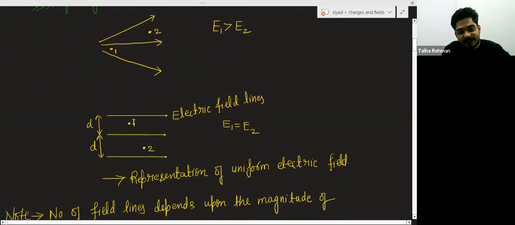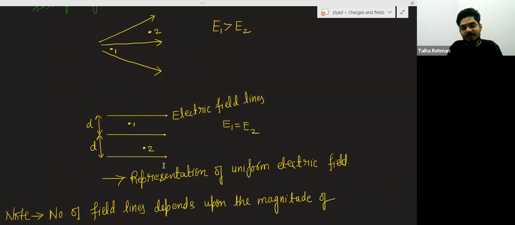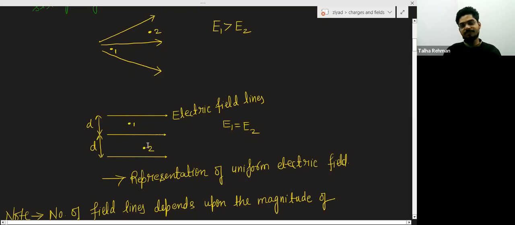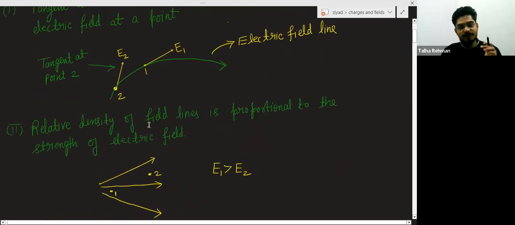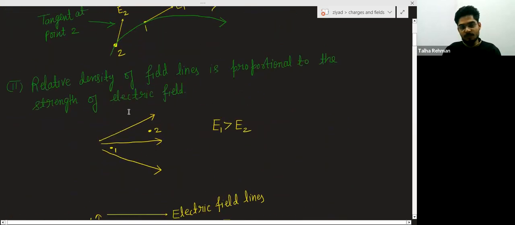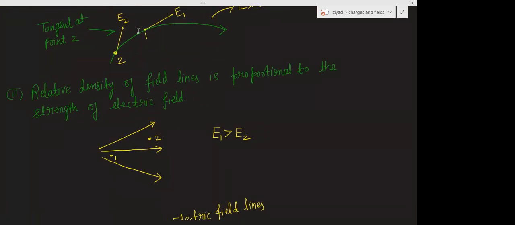Now, if the electric field lines are like this, the distance between this electric field line, this one and this one is the same. If the distance is the same, then at any point in this region, the electric field will be the same. Relative density means how close the electric field lines are. The relative density of the field lines is proportional to the strength of the electric field.